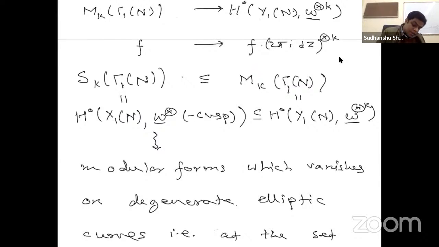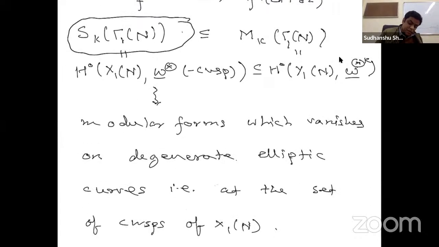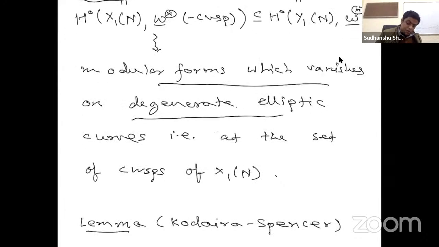inside this, you have the space of cusp forms, which are those sections which vanish on the cusps of Gamma_1(N).